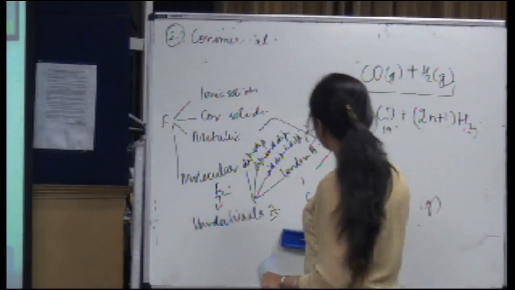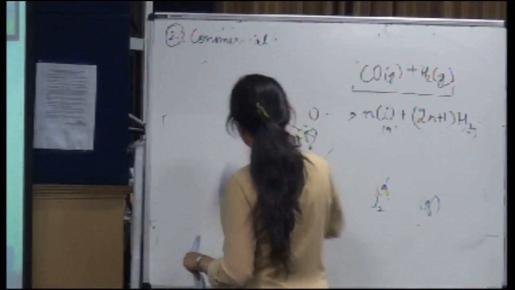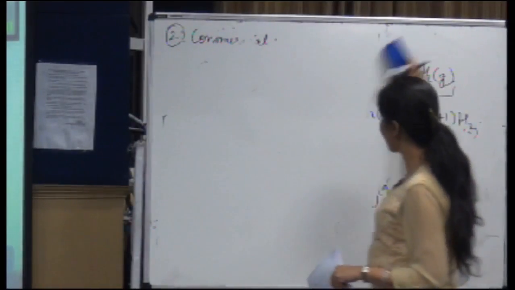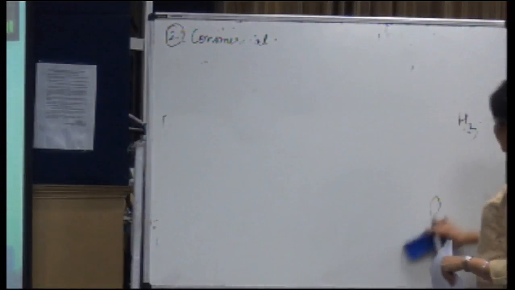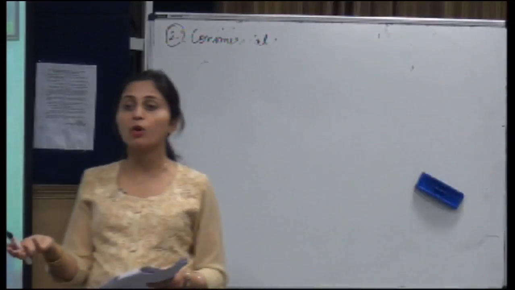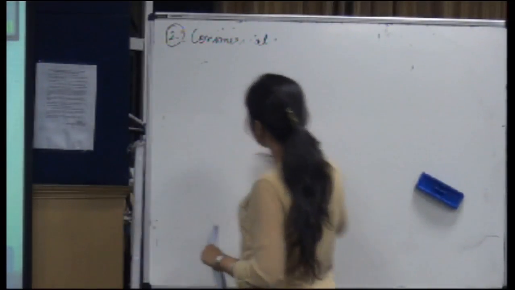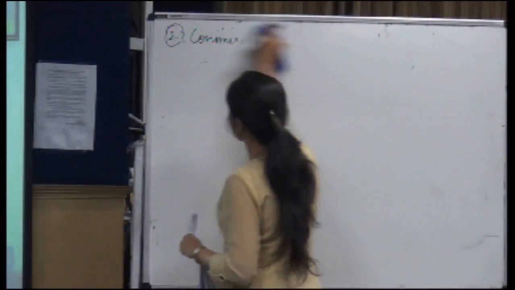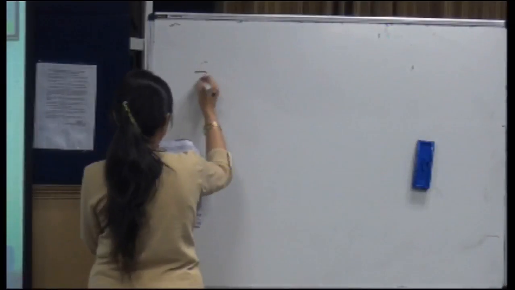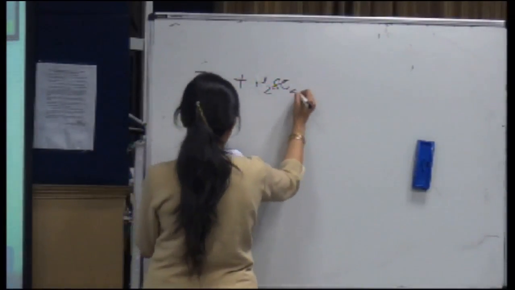Alright, now let's come on to another type of hydrogen which is known as nascent hydrogen. Heard of it? Nascent, as the name suggests, is like a newly born hydrogen. And it's not that stable also. So when you talk about a newly born hydrogen, it is generally produced as you have Zn plus a dilute H2SO4.